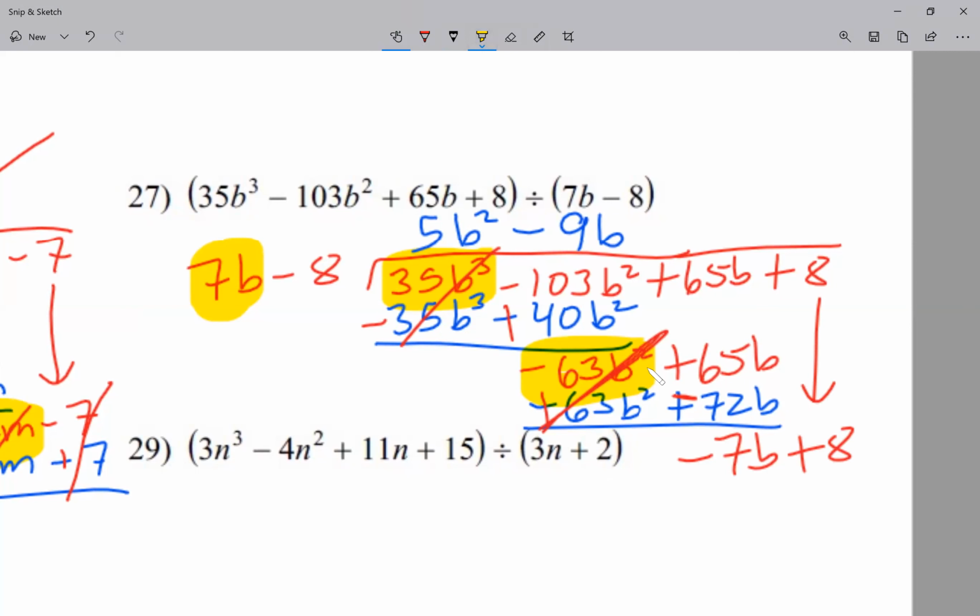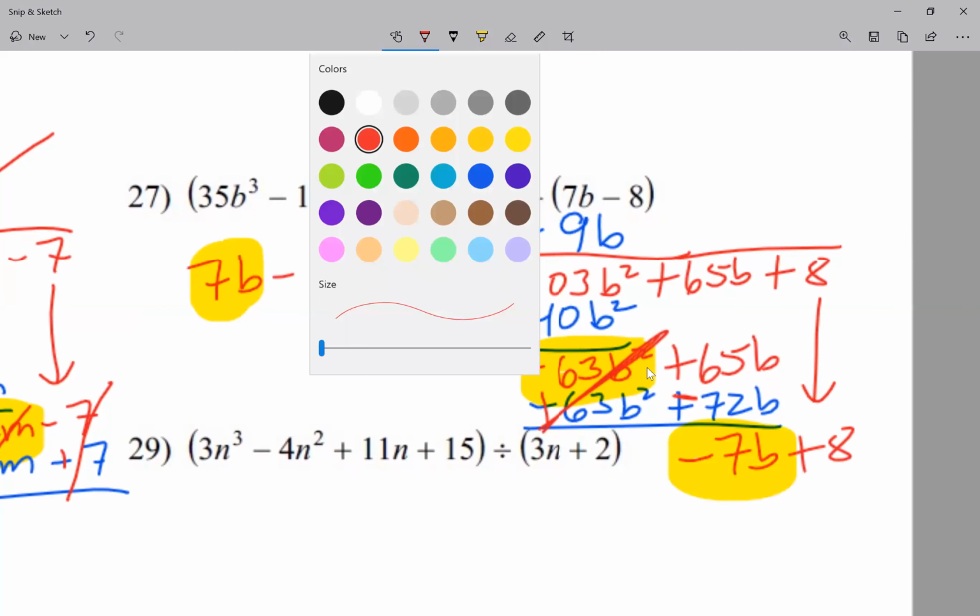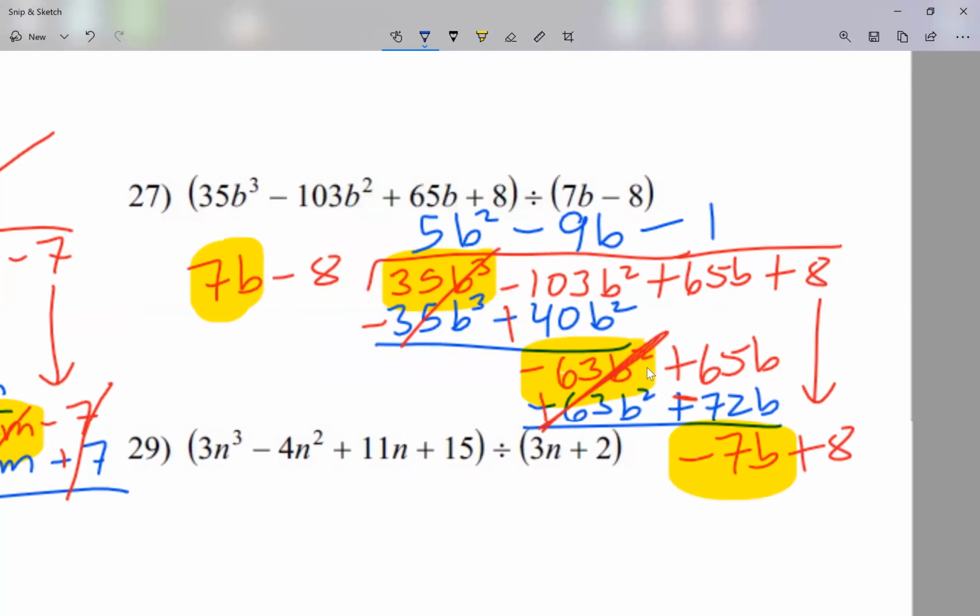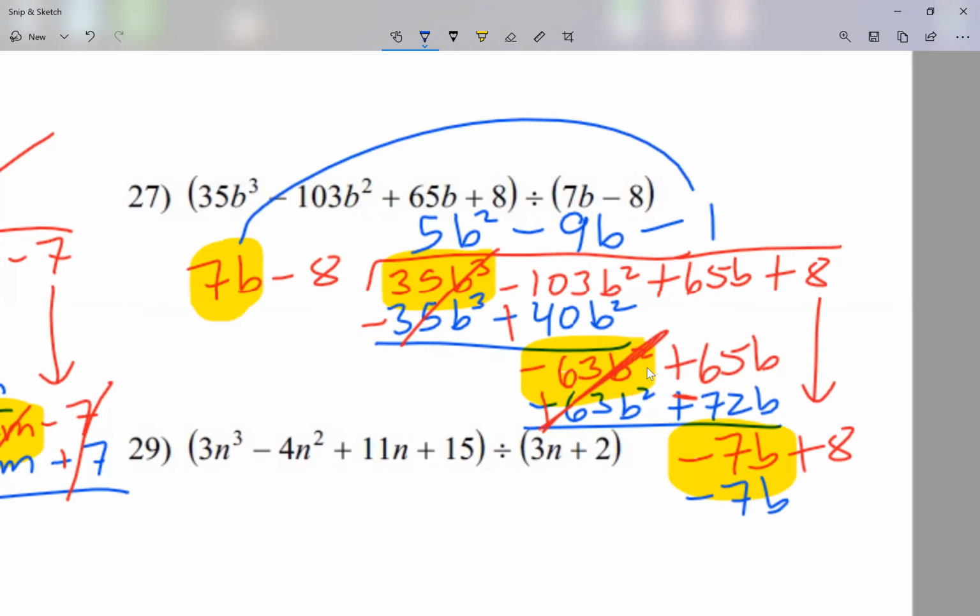I'm looking at my 7b, and I have to make it into a negative 7b. So I must multiply this by a negative 1. Negative 1 times 7b is negative 7b. Negative 1 times a negative 8 is a positive 8. I'm going to subtract this, but I know for subtraction, I change the signs of the second polynomial.